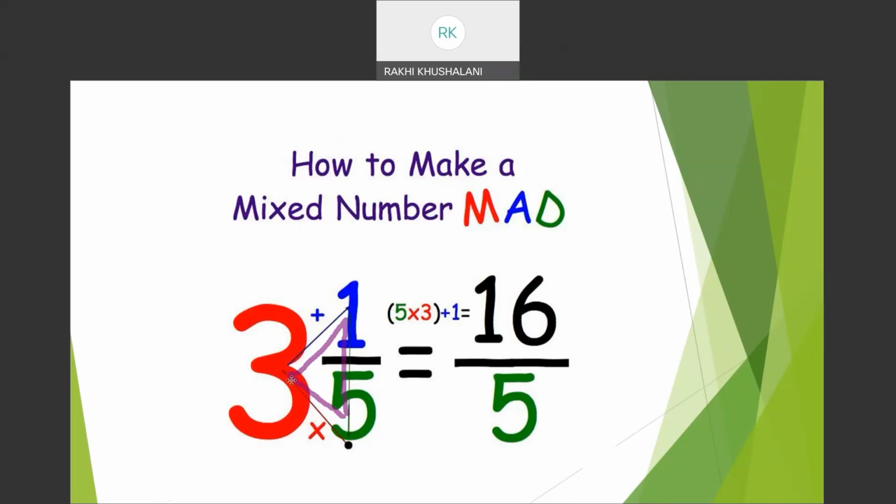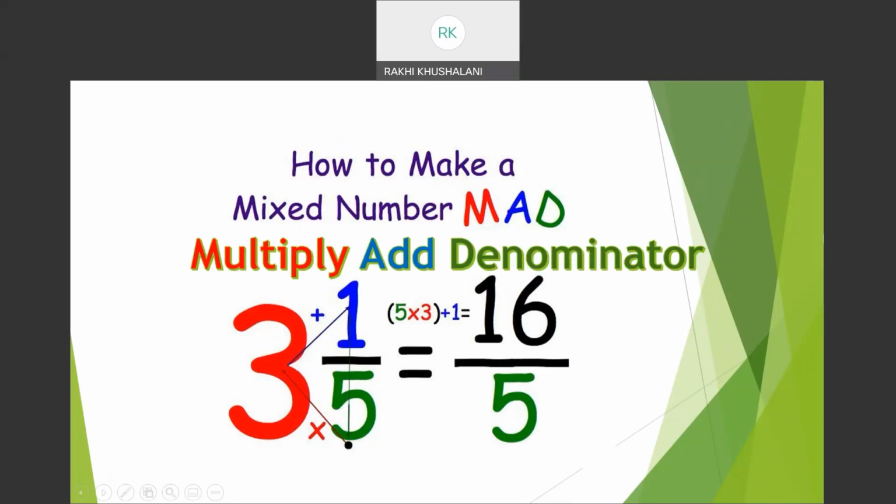So 3 into 5 is 15. Add plus 1 and write the denominator as it is. So this is called the process MAD. What is it called? MAD. Let's see more and understand. Multiply, add, denominator. What is the full form of MAD? Multiply, add, denominator. That is MAD. Let's see more.